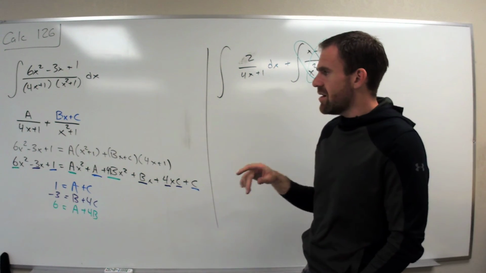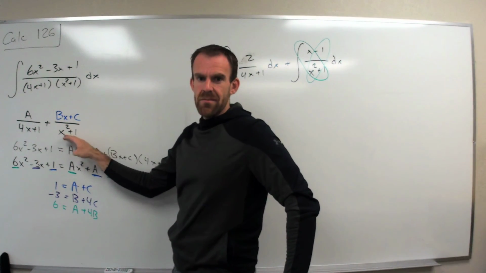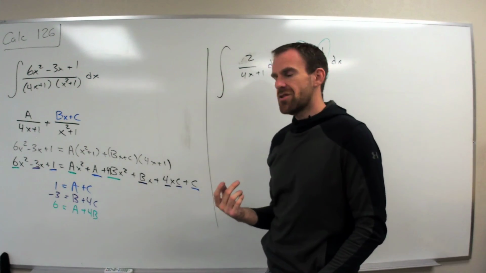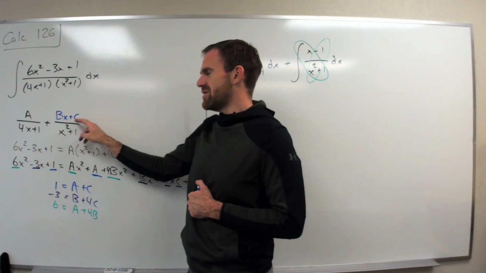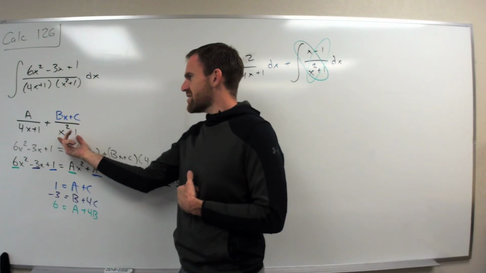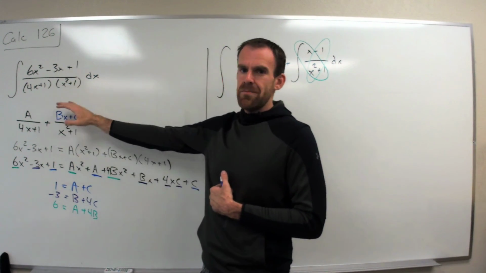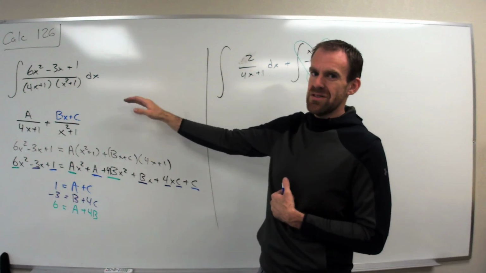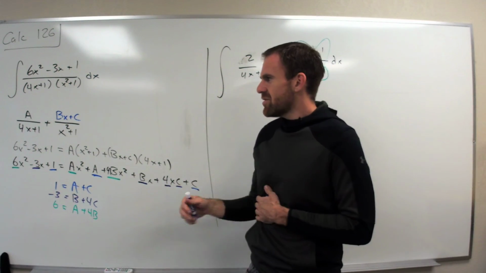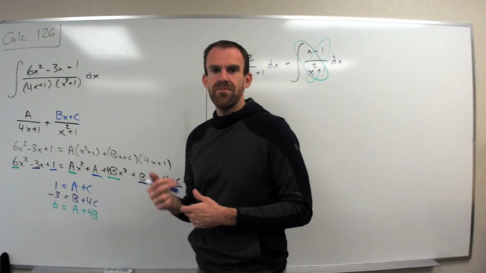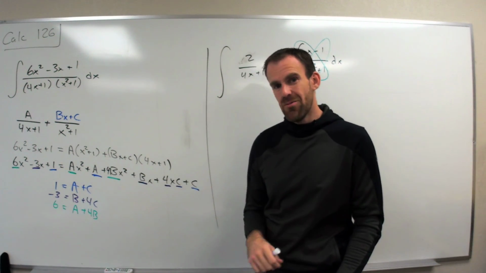The key here, if you have an x squared in the bottom, you have to make it a linear term. So it should have a bx plus c on top. If it was x cubed for whatever reason, you would have bx squared plus cx plus d. So you have to include one lower power term in the top. And that is problem set 126.